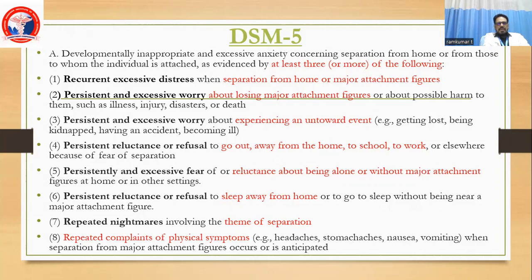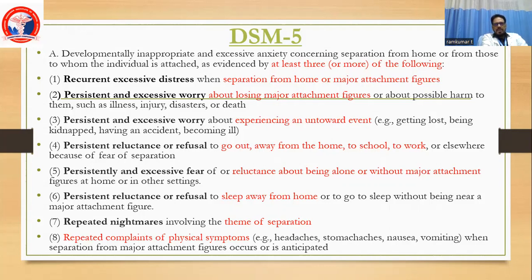3. Persistent and excessive worry about experiencing an untoward event, for example, getting lost, being kidnapped, having an accident, becoming ill. 4. Persistent reluctance or refusal to go out, away from home, to school, to work, or elsewhere because of fear of separation. 5. Persistent and excessive fear or reluctance about being alone or without major attachment figures at home or in other settings. 6. Persistent reluctance or refusal to sleep away from home or to go to sleep without being near a major attachment figure.